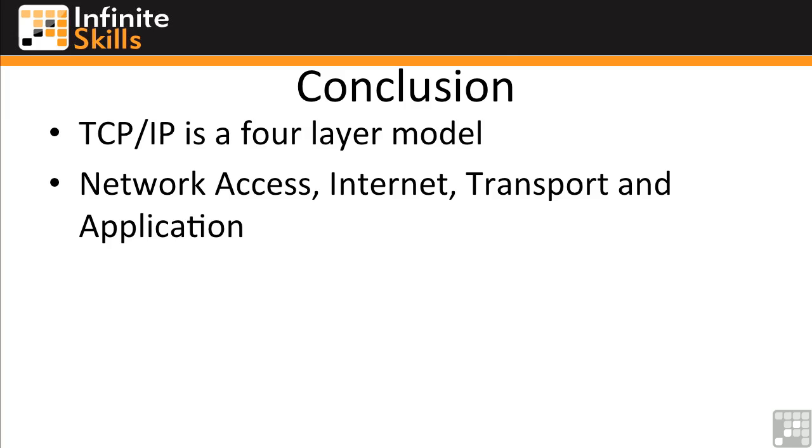So TCP IP is a 4-layer model. We've got network access, internet, transport, and application. And that's the basics of the TCP IP model.